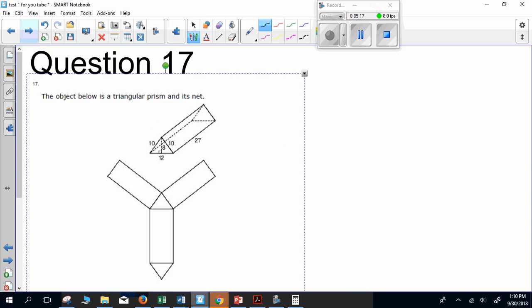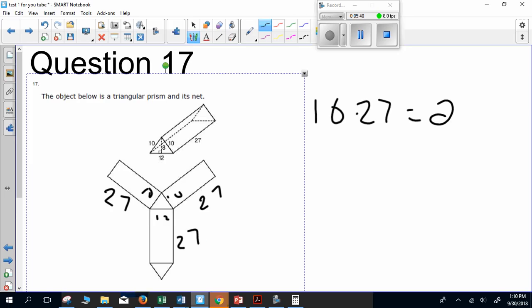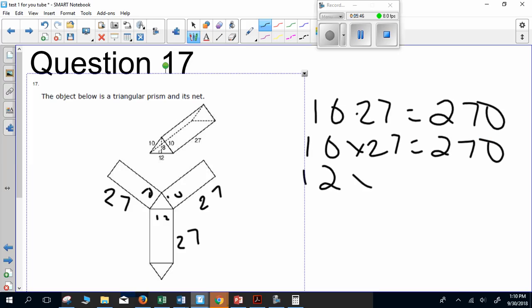Okay, next one, a triangular prism. So my base is 12, and then the sides are each 10. So this is 10 by 27, this is 10 by 27, this is 12 by 27. So 10 times 27 is 270. 10 times 27 is 270. 12 times 27 is 324.